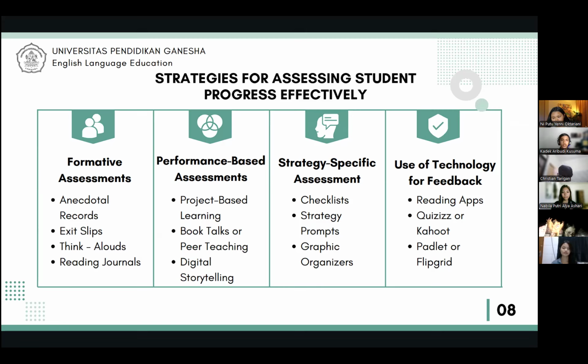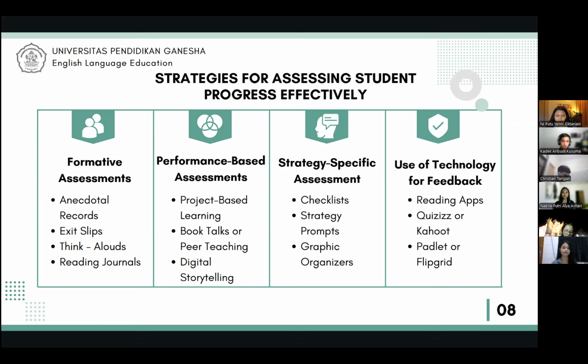The second strategy is performance-based assessments. These involve authentic tasks that demonstrate how students apply reading strategies in real-world or creative contexts. There are 3 examples of these assessments. The first one is project-based learning. Students read text and then produce something meaningful like a multimedia presentation or a creative retelling.